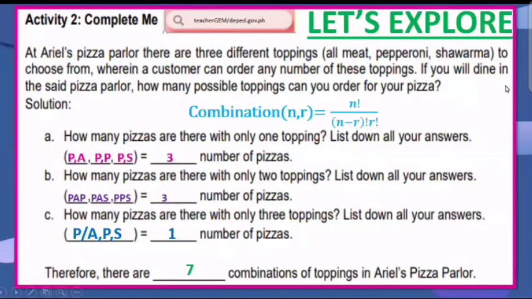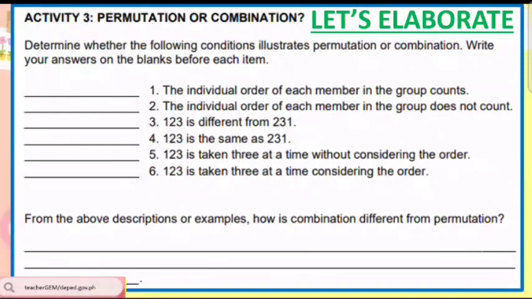Activity number 3: permutation or combination. Determine whether the following conditions illustrate permutation or combination. Write your answer on the blank before each item. In the chat box, number 1: the individual order of each member in the group counts. Is it permutation or combination? What it illustrates is permutation.